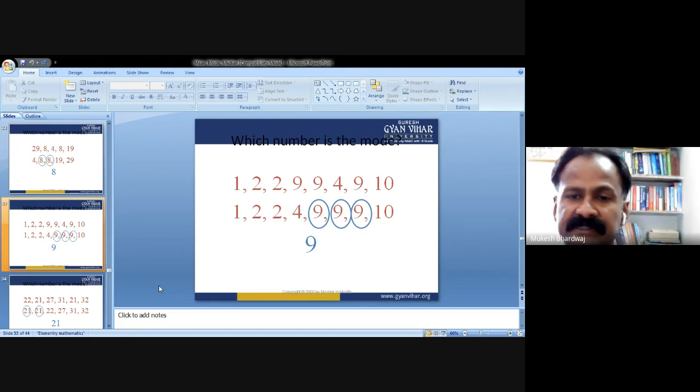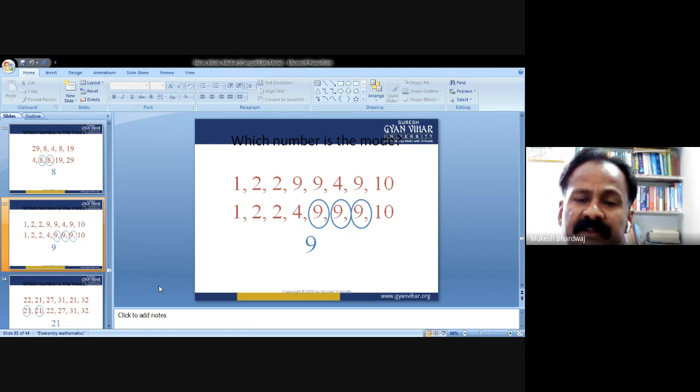Now a series is given to you: 1, 2, 2, 9, 9, 4, 9, 10. Arrange the series in increasing order first: 1, 2, 2, 4, 9, 9, 9, 10. Now if I'm analyzing the series, 2 is repeating, the frequency of 2 is 2, and the frequency of 9 is 3.